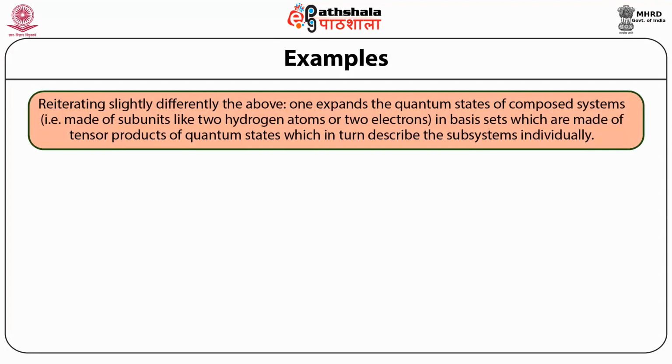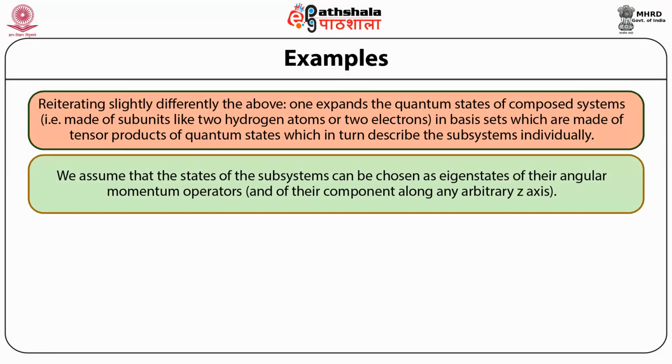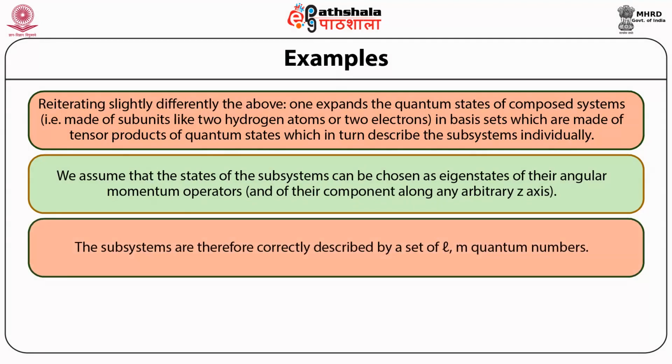Reiterating slightly differently from the above, one expands the quantum states of composed systems, that is, systems made of subunits like two hydrogen atoms or two electrons, in basis sets which are made of tensor products of quantum states, which in turn describe the subsystems individually. We assume that the states of these subsystems can be chosen as eigenstates of their angular momentum operators and of their component along any arbitrary z axis. These subsystems are therefore correctly described by a set of L, M quantum numbers.